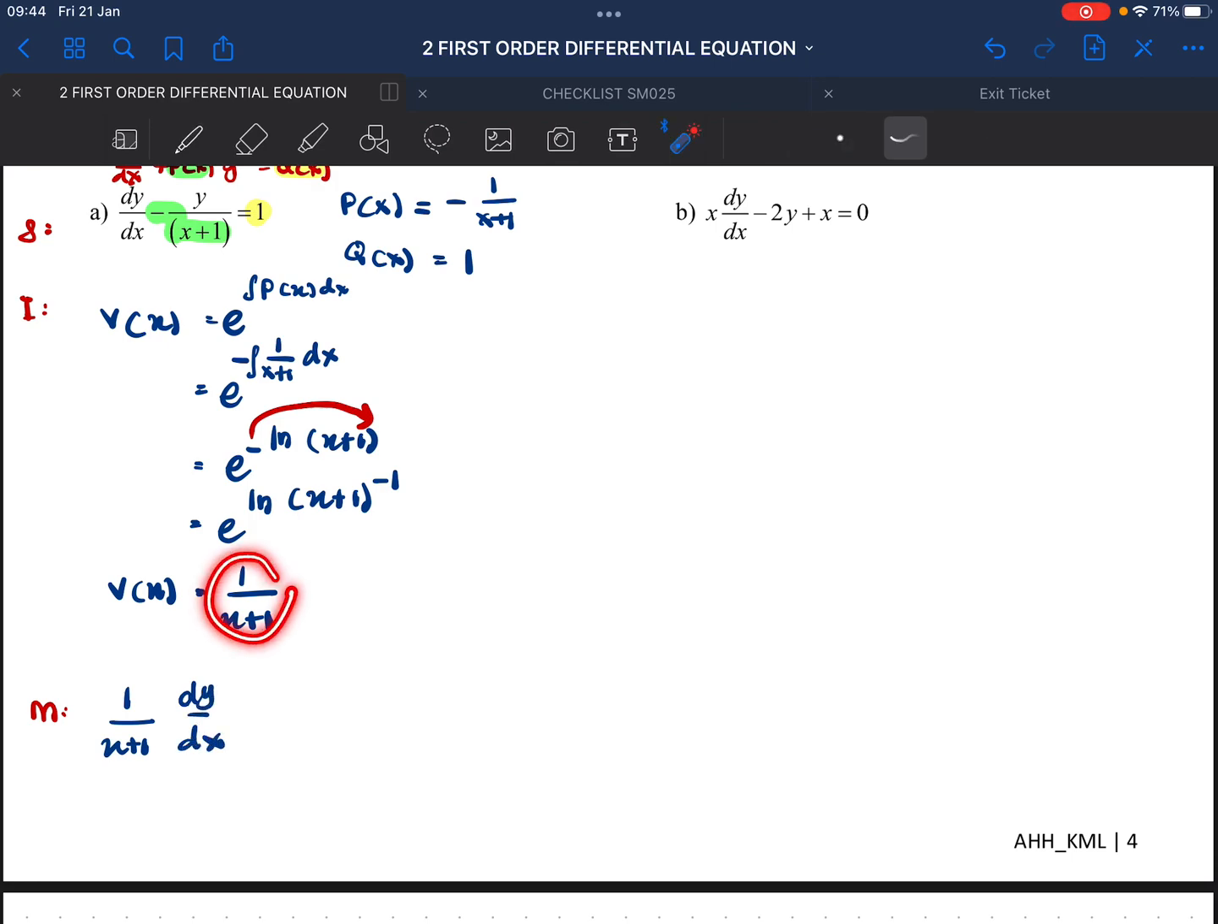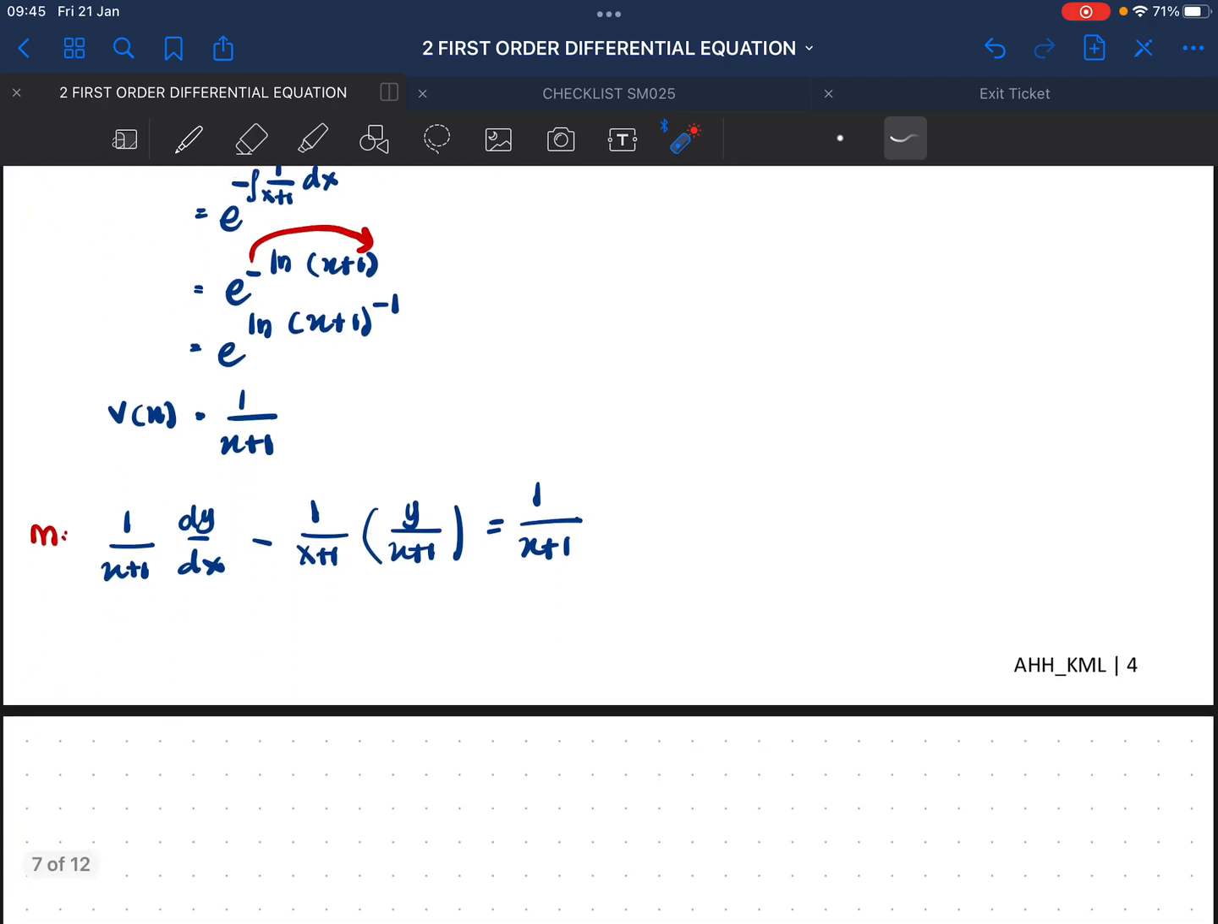1 over x plus 1 multiply by this one, minus 1 over x plus 1 multiply by y over x plus 1, and last one is your integrating factor, your IF, multiply by this one, 1 over x plus 1. Okay, tak perlu simplify, biar sahaja macam ni. Okay, so step multiply, very simple. This thing here, your IF, multiply to each of the expression here in your standard form. Okay, now move on to the next step. Itu sahaja, multiply itu sahaja.